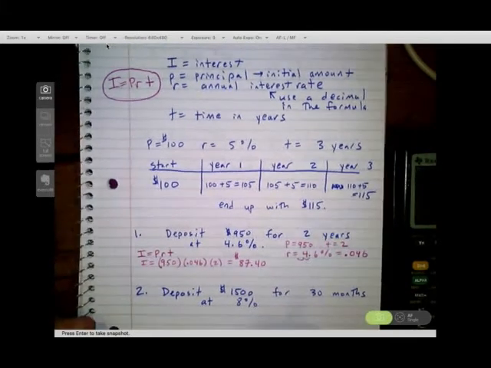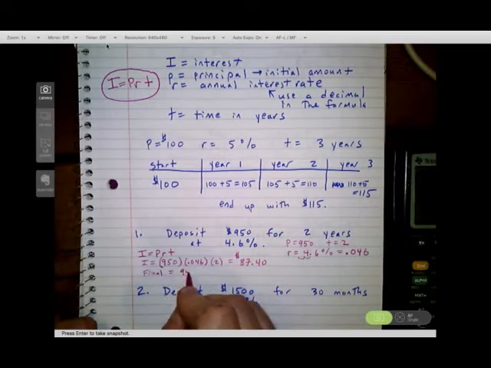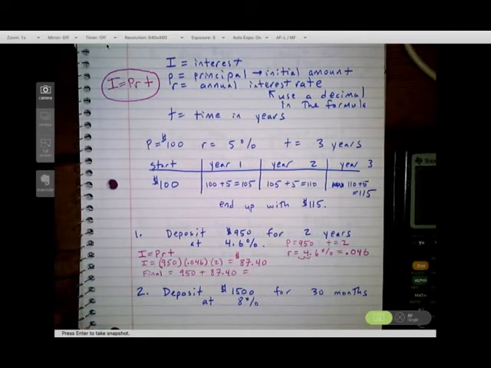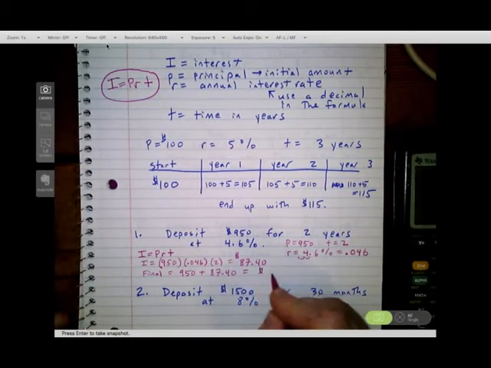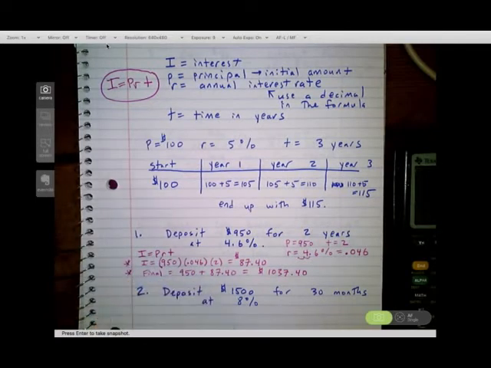Okay, so on your assignment you'll have to find the interest and the final amount. So the final amount of your investment will be what you started with, 950, plus your interest, 87.40, which will be, I'm going to do that on the side, I know you can't see it, but it is $1,037.40. Okay, so we'll find the interest and then we'll find the final amount.